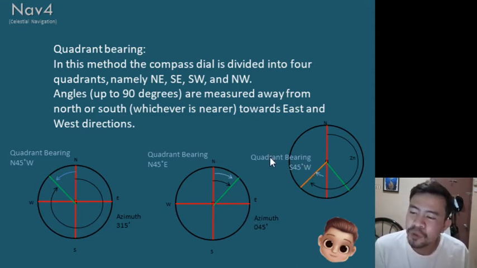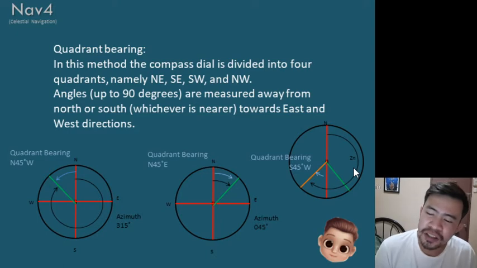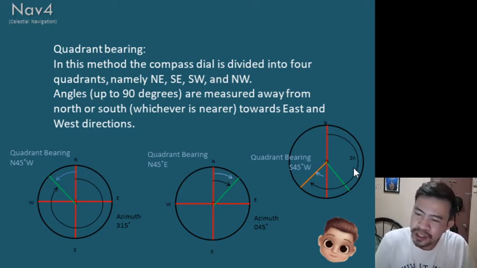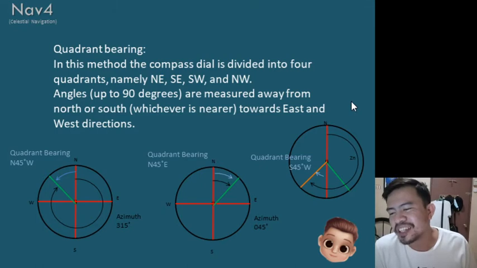For this example, the quadrant bearing is on which direction? It's on your southwest. Good. And then we have to measure this angle because it's near the south. Let's say for example it's 45 degrees. So we say that it's 45 degrees southwest, or south 45 degrees west. Then the next question would be, how much is the azimuth? We'll be measuring it from the north. So how much is your answer? This half is actually 180. So to simplify, it's 180 plus this 45, which gives 225 for the azimuth.